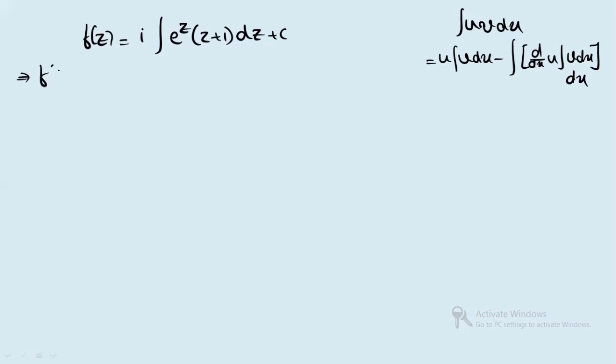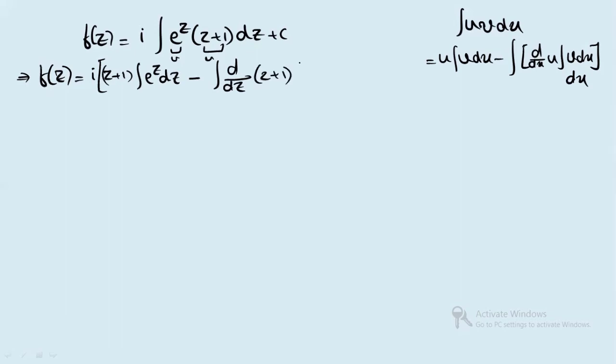So I'm doing it directly here. f(z) is equal to the integral. I'm considering this to be u, and this to be v. So I'm writing here (z plus 1) times the integration of e to the power z dz, minus the integration of d/dz of (z plus 1) times the integration of e to the power z dz. And again, I will write this curly bracket here, this is dz.